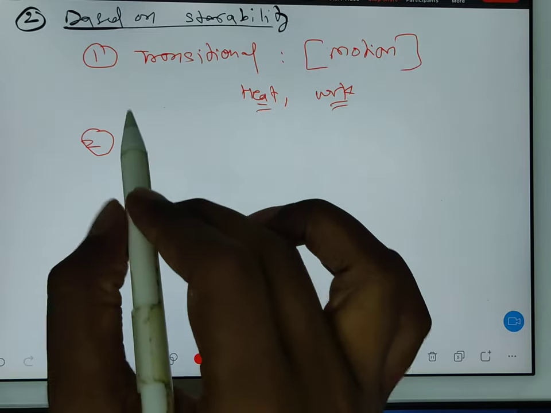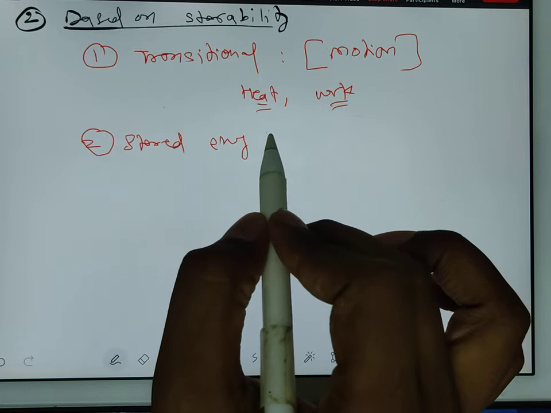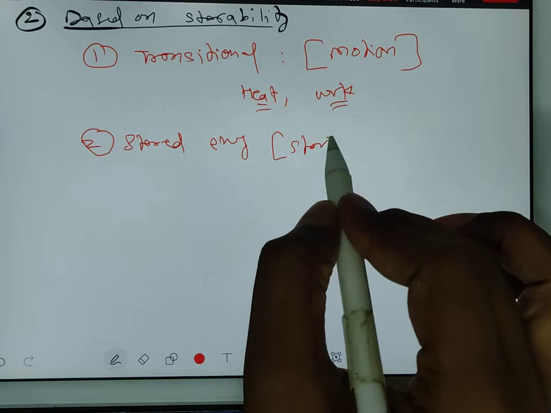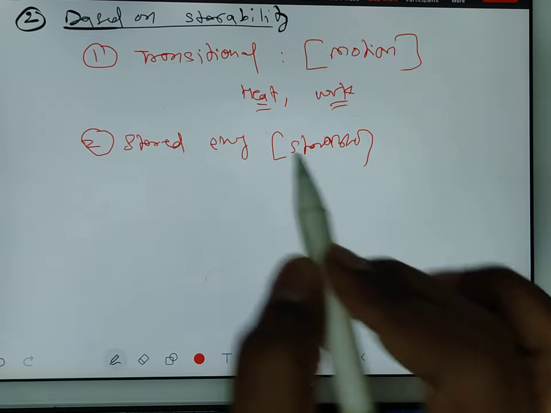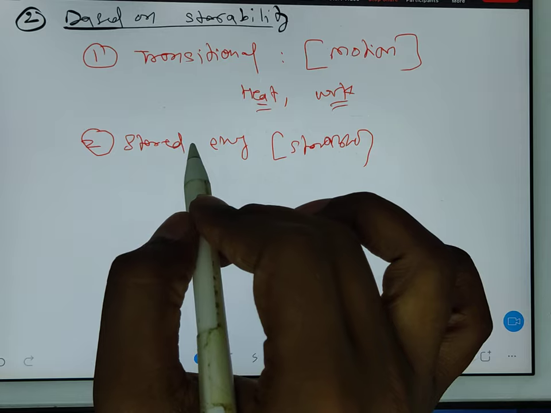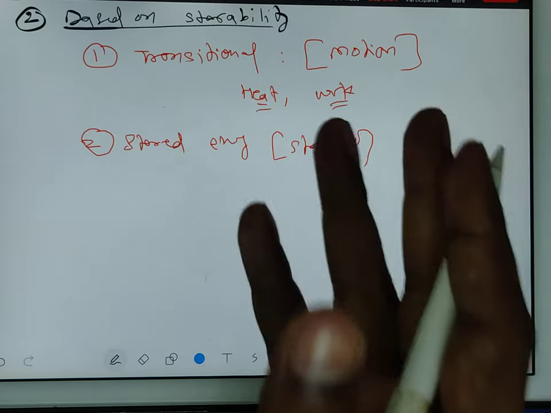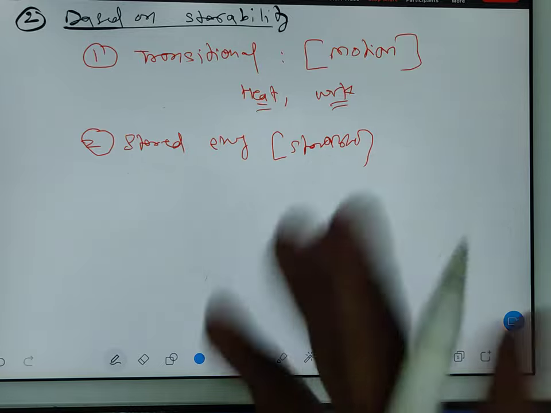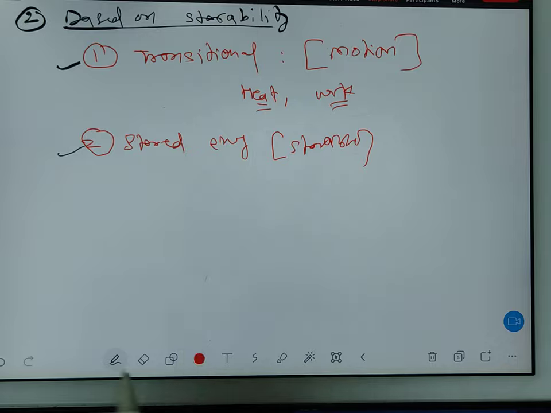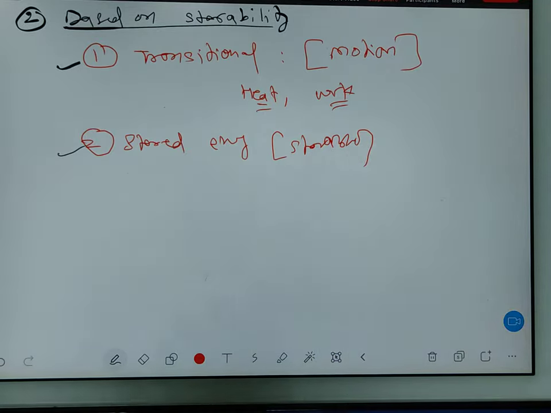Now second one is stored energy. What kind of energies you can store, they are storable. You know that energies we are storing in battery, correct? Like potential energy you can store. There are some types of energies you can store, some types of energy you can't store. So when slowly time will come, I will be explaining. Otherwise right now it will be very boring and hectic to list down all the energies.